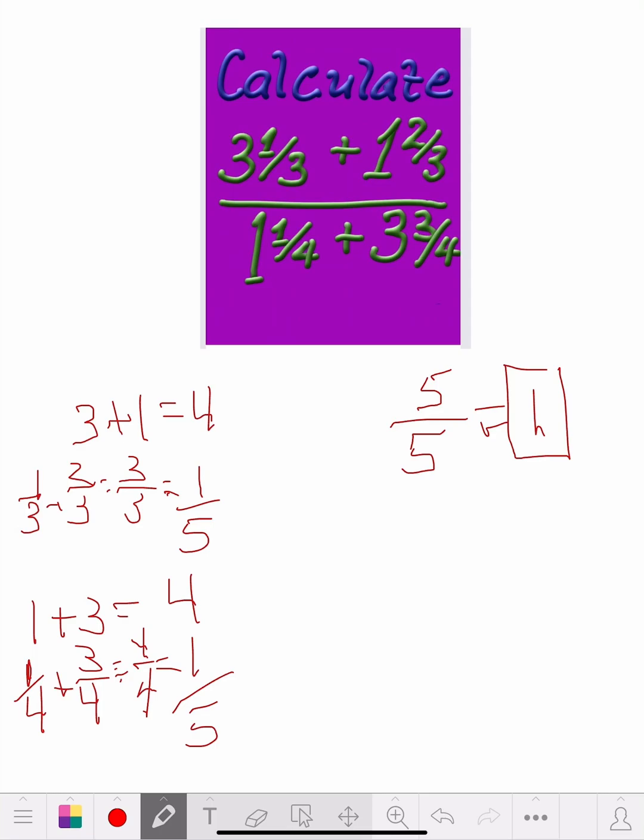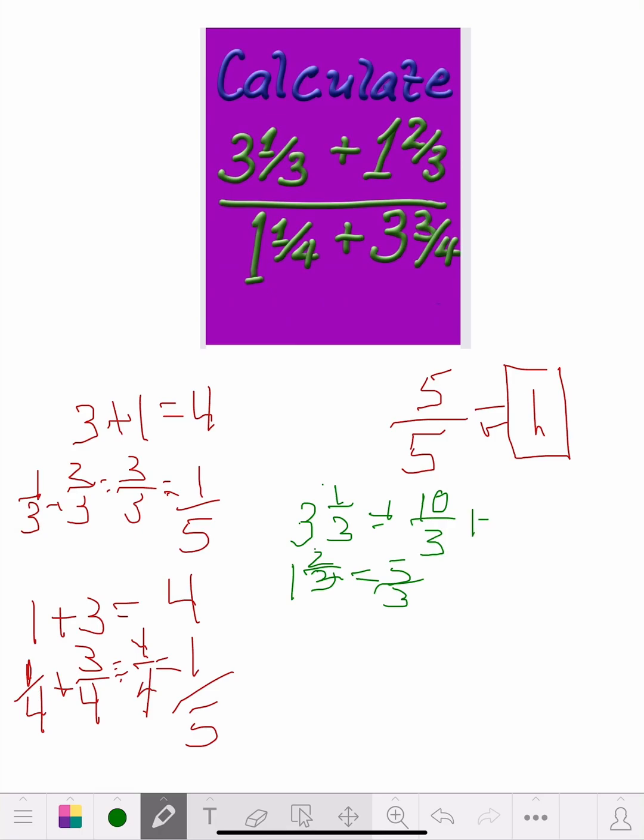Another way you could do this, I'm going to change the color of the pen. Let's get a green one going. So I'm going to make 3 1/3 into an improper fraction. The way you do that, remember, 3 times 3 is 9, plus 1 is 10. So I'd have 10/3 for that first fraction. Now, on the second one, I'd have 1 2/3. So 3 times 1 is 3, plus 2 is 5, equals 5/3.